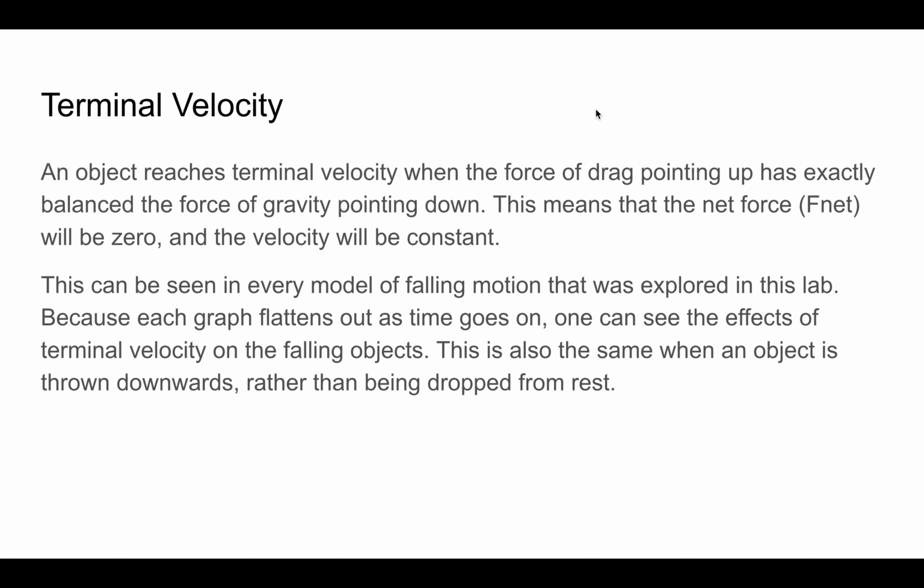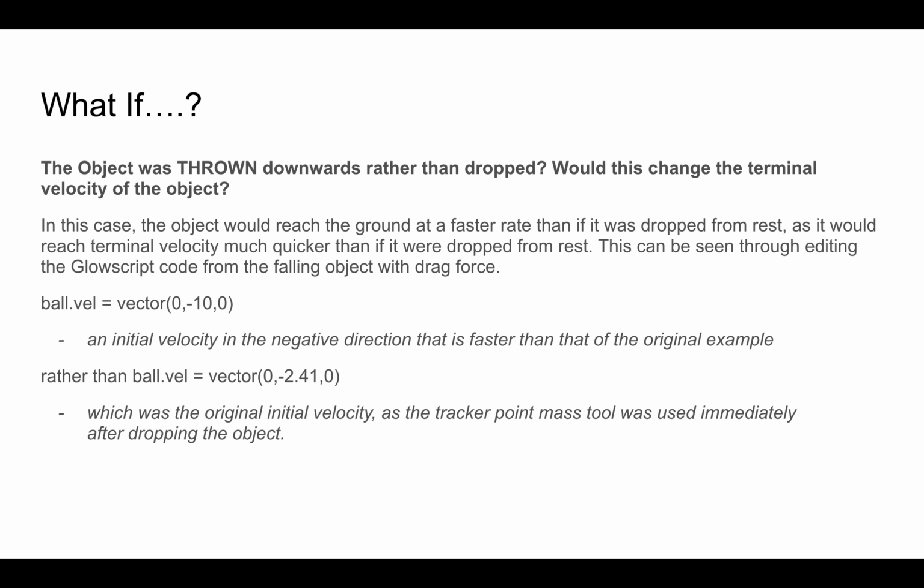An object reaches terminal velocity when the force of drag pointed up has exactly balanced the force of gravity pointing down. This means that the net force will be 0 and the velocity will be constant. This can be seen in every model of falling motion that was explored in this lab, because each graph flattens out as time goes on, so one can see the effects of terminal velocity on the falling objects. This is also the same when an object is thrown downwards rather than being dropped from rest.